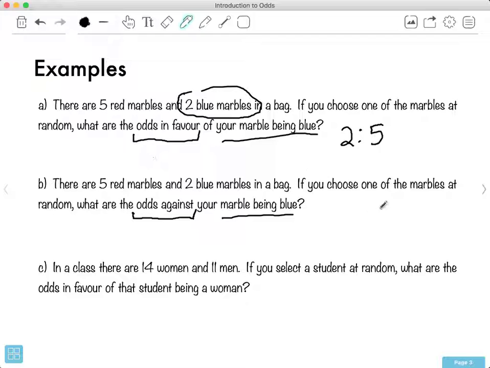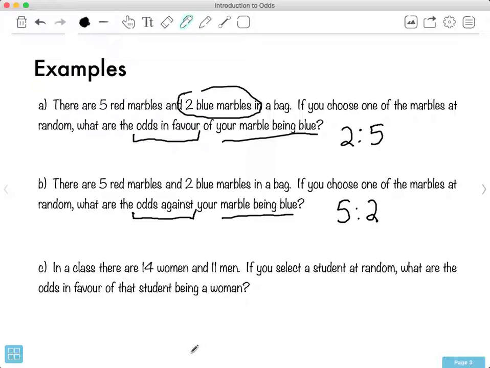Well, I have 5 red marbles. Those are now my successful outcomes because a red marble is successfully not blue. And then my unsuccessful outcomes would be pulling a blue marble. If you know the odds in favor of something happening, the odds against that same thing happening are always the same odds statement with the successful and unsuccessful outcomes flipped around.